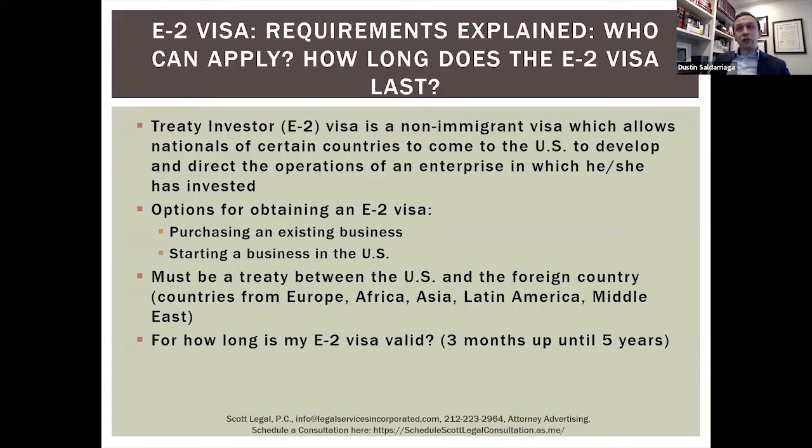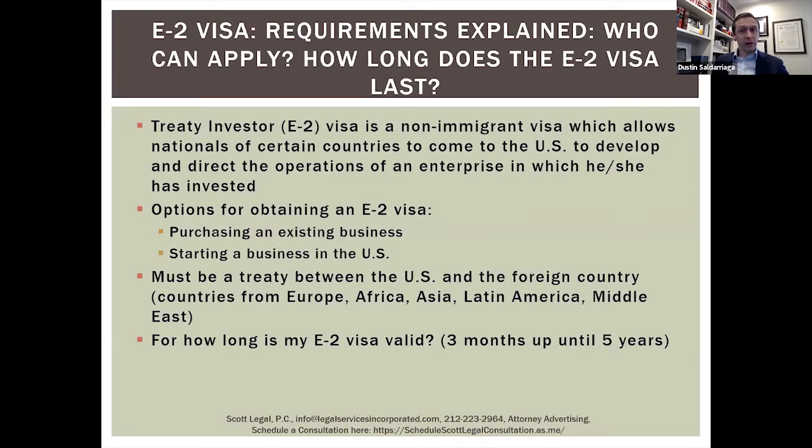So let's get into a little more detail on these requirements. As I mentioned before, the E2 treaty investor visa is a non-immigrant visa that allows nationals of countries with an E2 treaty with the US to develop and direct the operations of an enterprise in which they have invested. I like to think of 3 main categories or pathways that people follow to acquire that business interest. The first is people will start their own business.